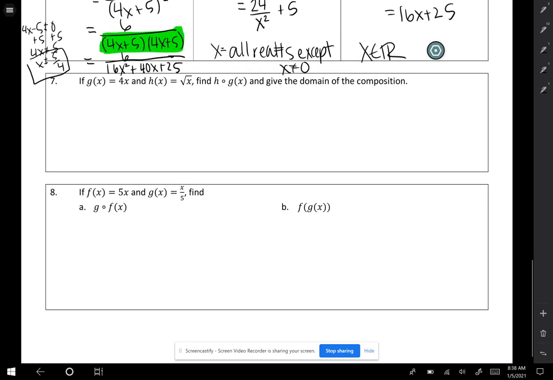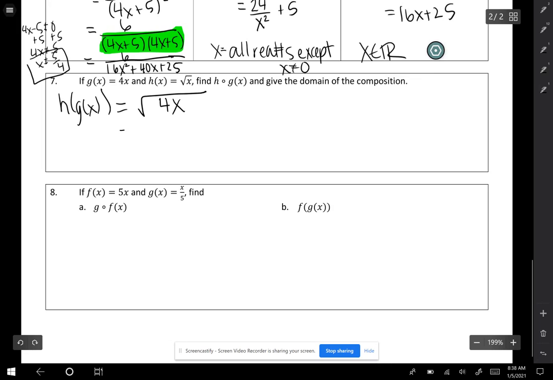Okay, for number 7, it says if g of x equals 4x and h of x equals the square root of x, find h of g of x and give the domain of the composition. We're finding h of g of x, because remember that's not multiplied, that's composition. So I'm going to take the function h, which is the square root of x, but I'm replacing x with g of x, which is 4x. So I have the square root of 4x. Well, I know the square root of 4. I don't know the square root of x. The square root of 4 is 2, so I get 2 root x as my composition.